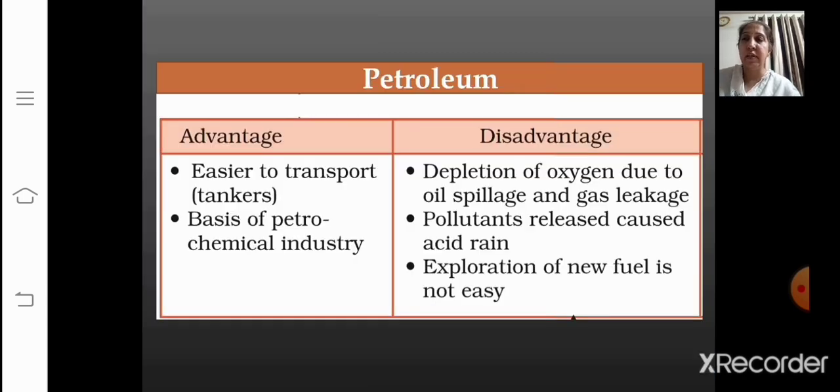Now here let's go through the advantages and disadvantages of petroleum. The advantages of petroleum include being easier to transport, that is through tankers, and being the basis of the petrochemical industry. Then the disadvantages are depletion of oxygen due to oil spillage and gas leakage. If at times while taking that in the tankers there is oil spillage or gas leakage, at that time there is a depletion of the oxygen level. Then the pollutants released cause acid rain. Even the exploration of new fuel is not easy.